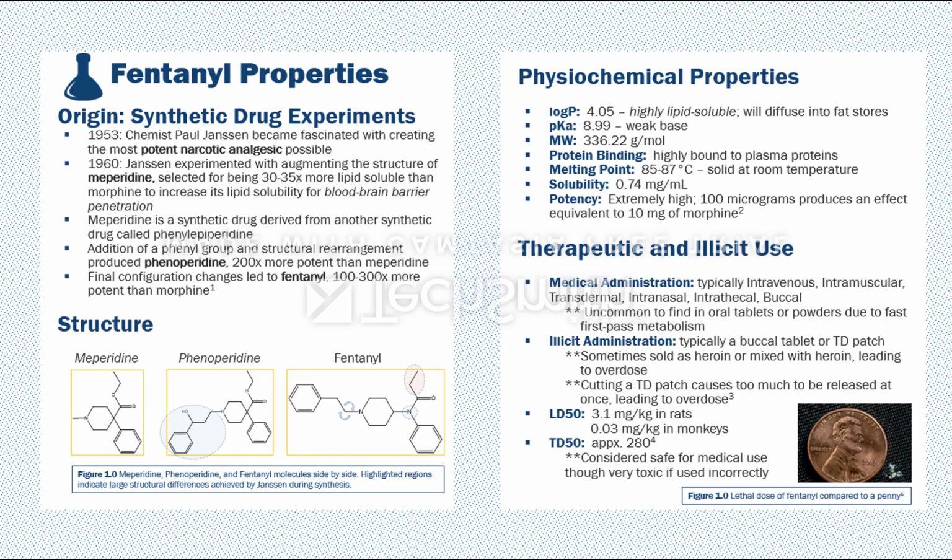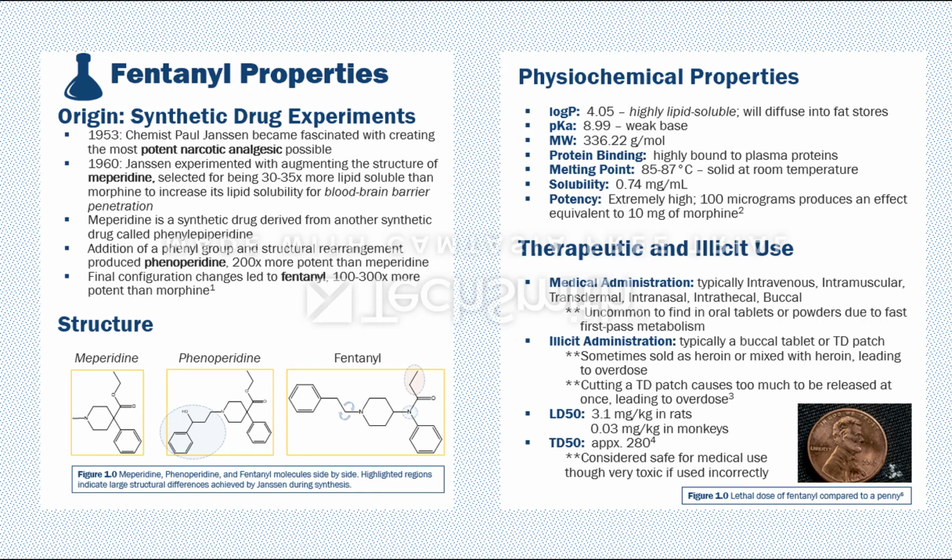So now for some of the physicochemical properties of fentanyl. It has a very high log P of 4.05, meaning that it is highly lipid soluble and will easily diffuse into fat stores in the body. It has a pKa of about 8.99, meaning that it's a weak base, a molecular weight of about 336 grams per mole. It travels throughout the body very highly bound to plasma proteins. It has a melting point of about 85 to 87 degrees Celsius, meaning that it's solid at room temperature, and its solubility is about 0.74 milligrams per milliliter.